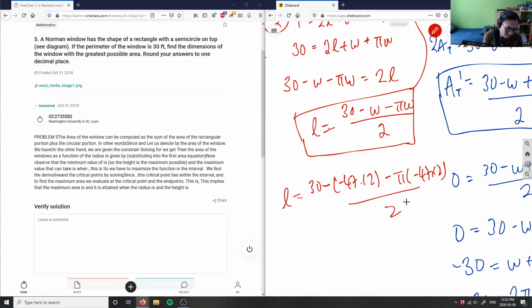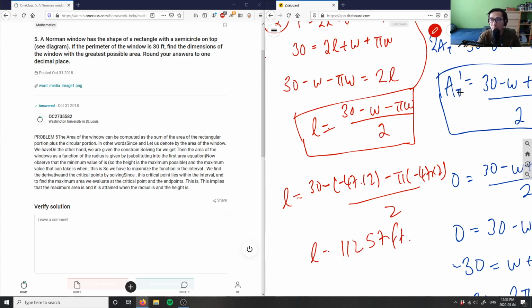So this would be plus 47.12, then plus pi times 47.12, minus pi times negative 47.12, and then divided by 2. This gives me a length of 112.5 feet here, which I don't think makes sense because my perimeter is only 30 feet. Something is up with this problem here.